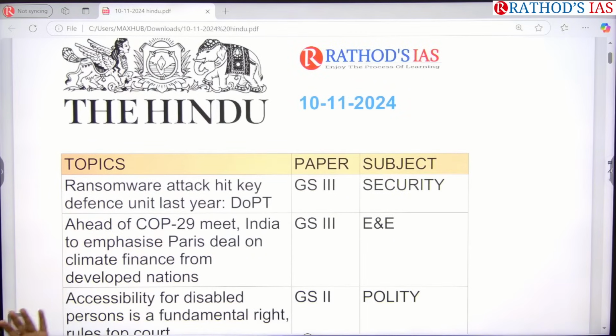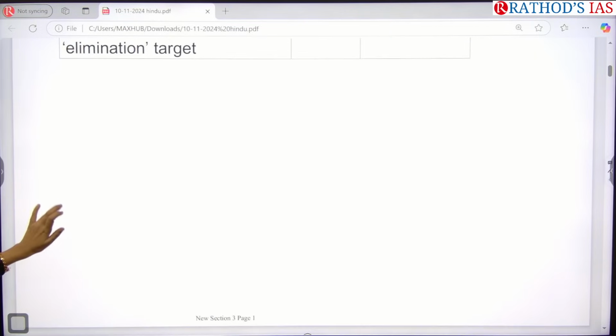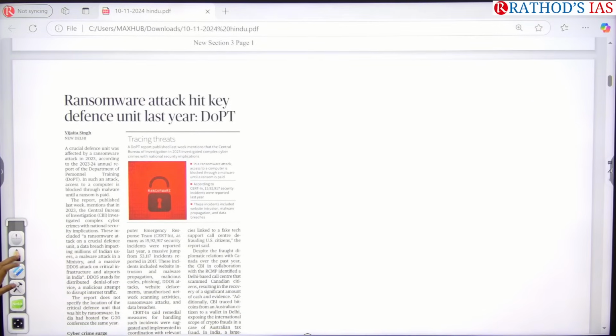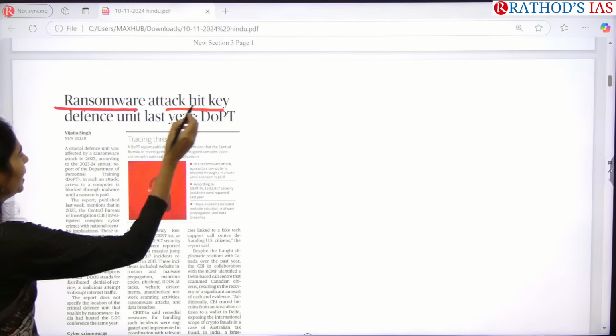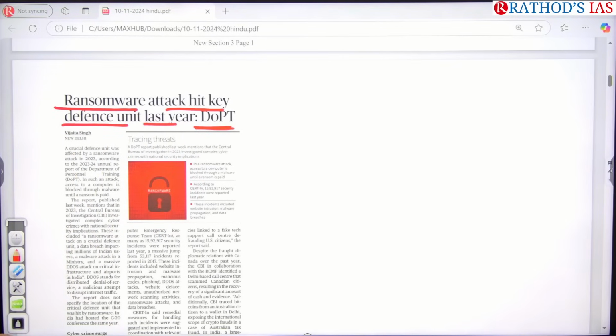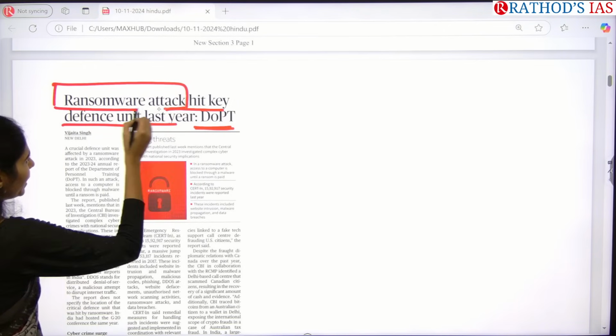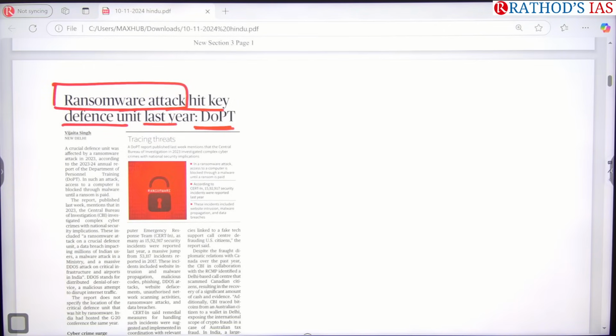And today's mains question, obviously, I will be giving from current affairs itself. Okay, see this article guys, title once. Ransomware attack hit key defense unit last year, says DOPT. So this article is talking about ransomware. It is nothing but a type of cyber threat.